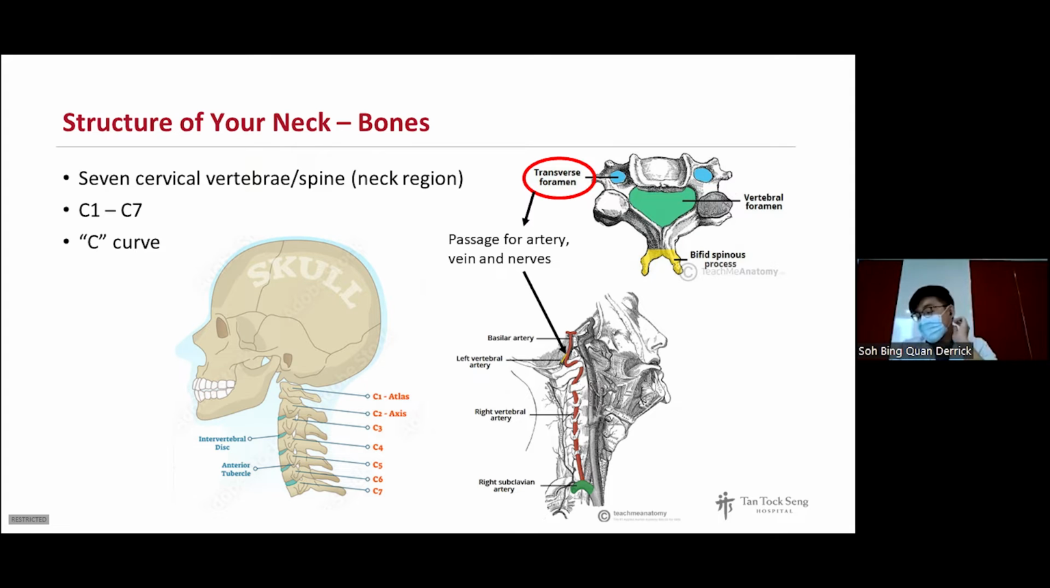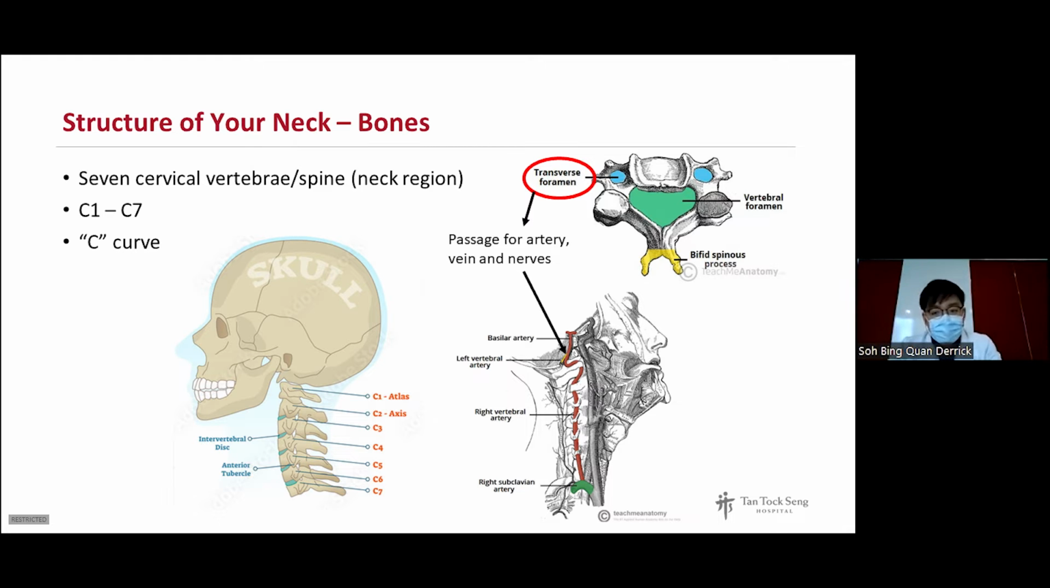So sometimes when you see a doctor, the doctor tells you, oh, your C5, C6 got a problem. There's some pressing on the nerve at C5, C6. What he's referring to is the position of the cervical spine, the vertebra itself. If you look at the top right hand corner, I circled one transverse foramen. That's where all the arteries, veins, and nerves pass through.